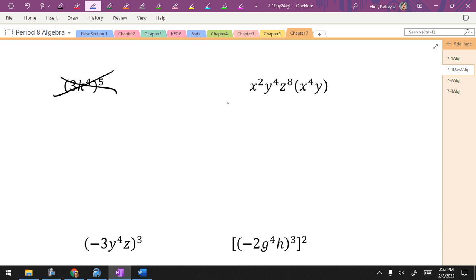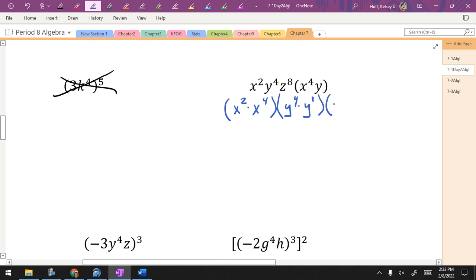We got to regroup them though, right? What's the first base I could put together? x squared and x to the 4th. And my next base. y to the 4th and y to the 1st, and my last base, z to the 8th. Technically there's no other one, right? So really just a z to the 8th.